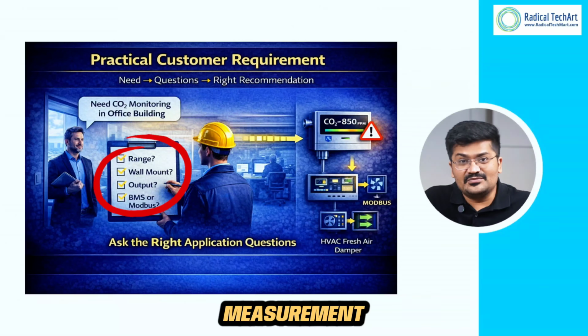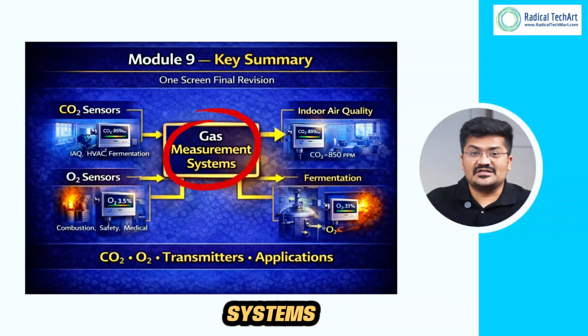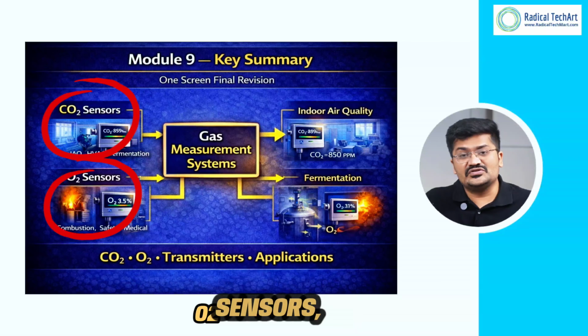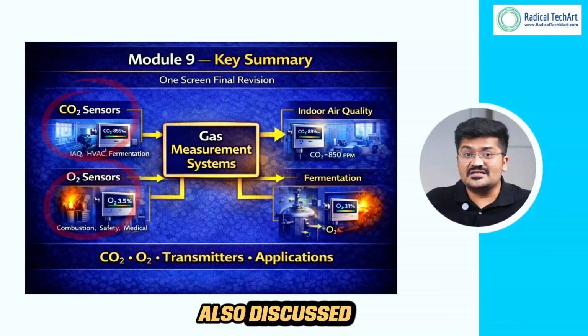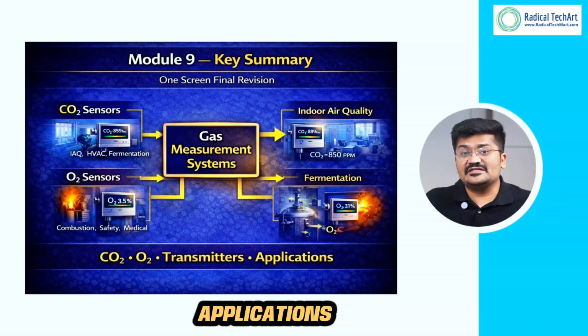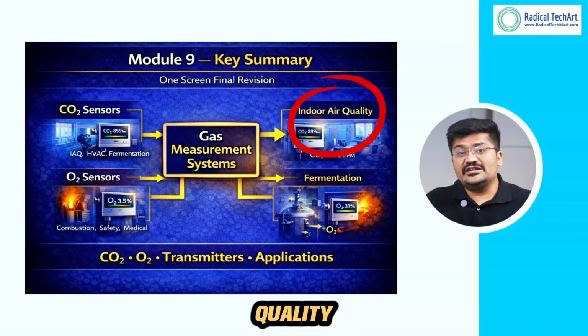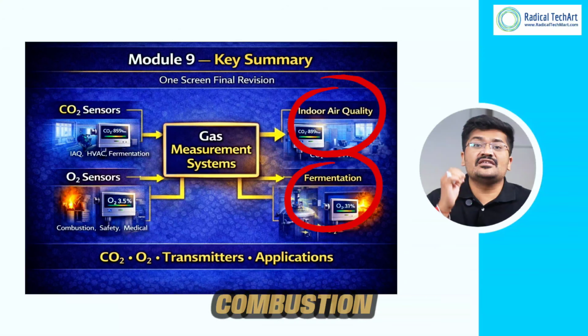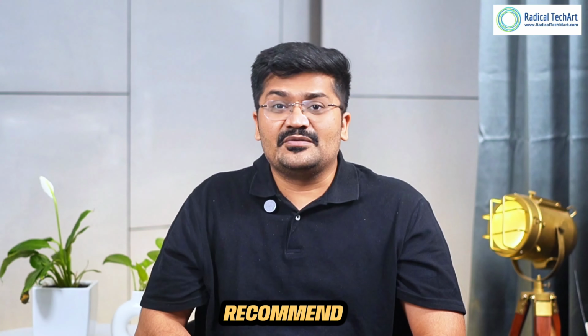In this module, we have learned what gas measurement systems are, types of gas sensors such as CO2 sensors and O2 sensors, and we also discussed gas transmitters and applications such as indoor air quality monitoring, fermentation processes, and combustion monitoring. Gas monitoring plays a very important role in industrial safety, environmental monitoring, and process control. Understanding gas measurement technologies helps application engineers recommend reliable gas monitoring solutions to the customer.